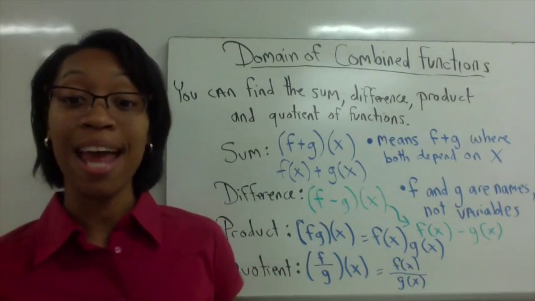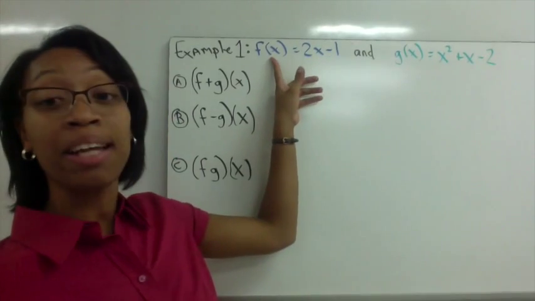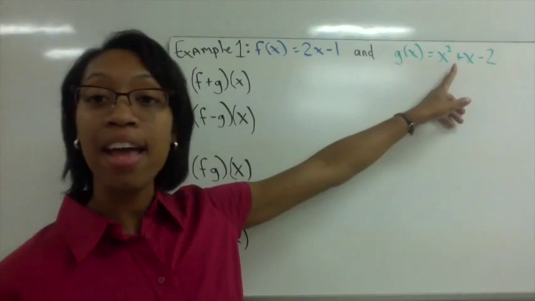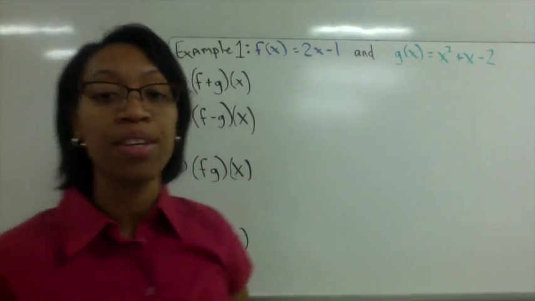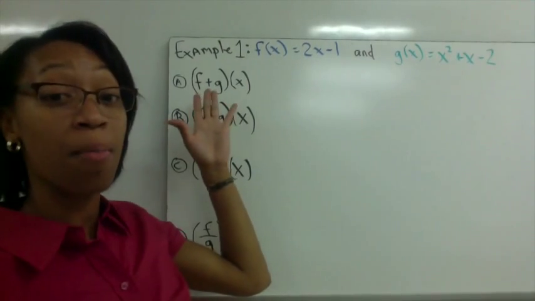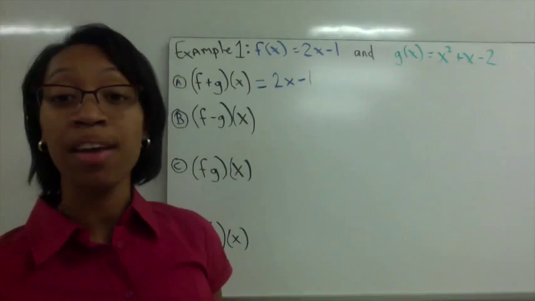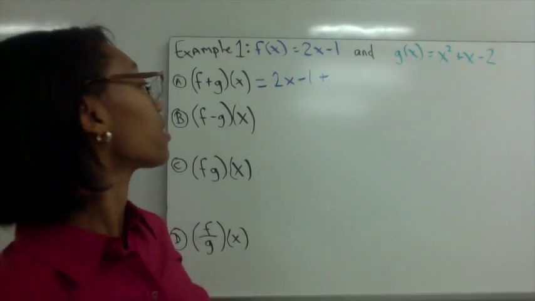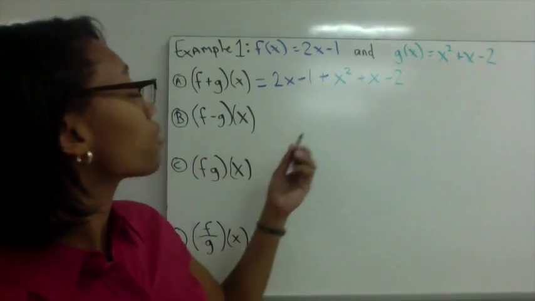So let's look at an example of this. For this example, we're going to let f of x be the function in blue here, 2x minus 1, and g of x be x squared plus x minus 2. So when they ask us for f plus g of x, we simply take the blue function and add to it the green function, g of x. And then to get the final answer, we combine like terms.